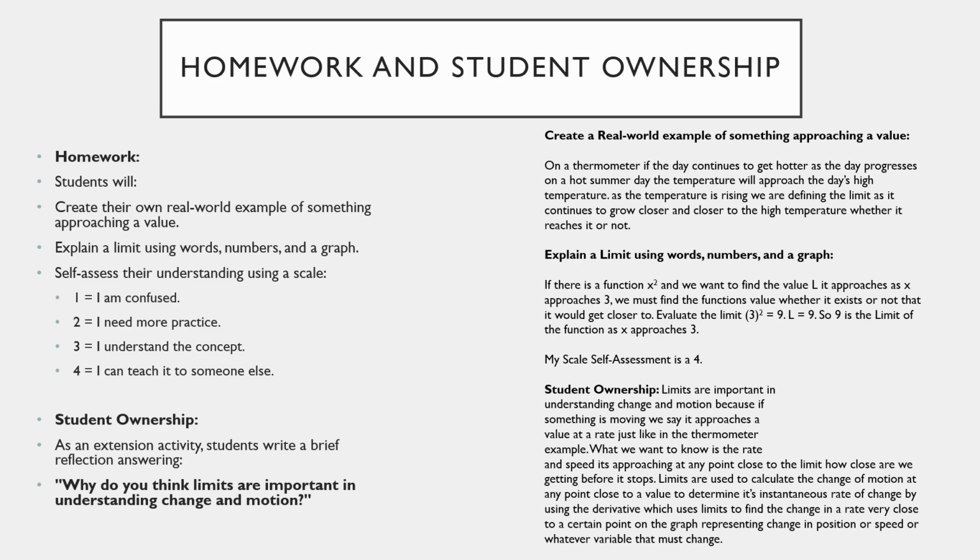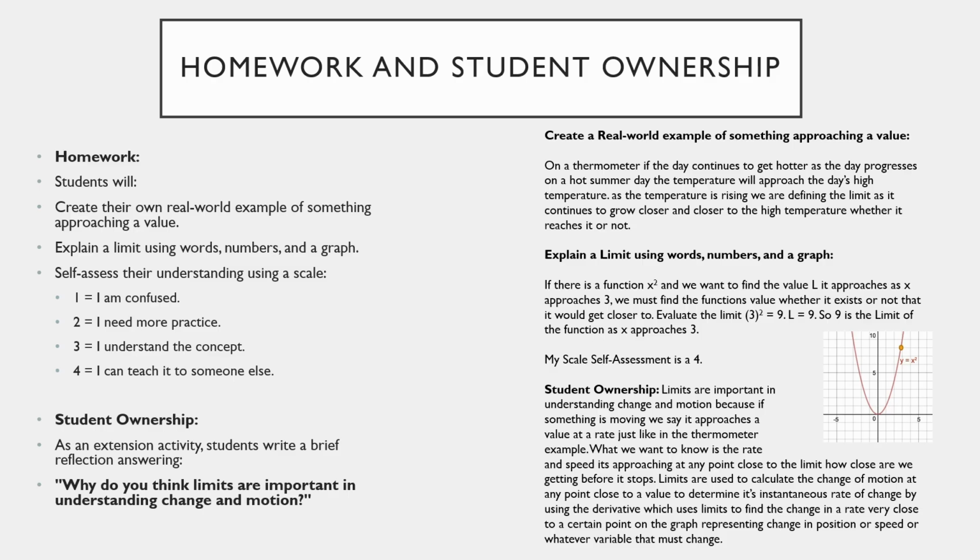Explain a limit using words, numbers, and a graph. Okay, if there's a function x squared and we want to find the value L as x approaches 3, we must find the function's value, whether it exists or not. That value is the value it would get closer to. Evaluate the limit. So 3 squared is 9. So if we evaluate the limit, L equals 9. So 9 is the limit of the function as x approaches 3.